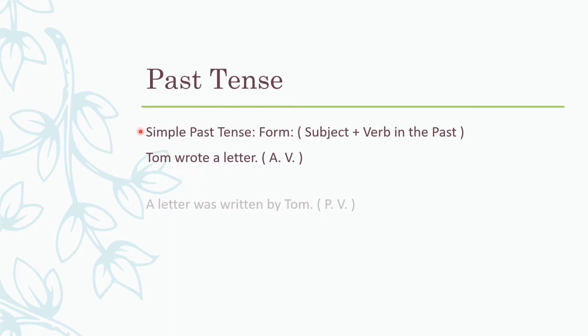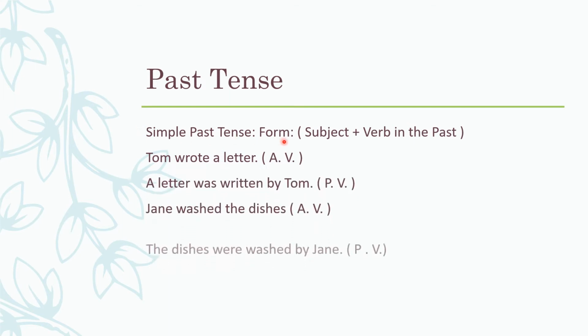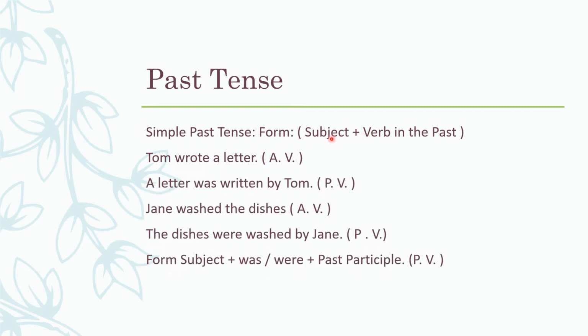Past tense. Simple past tense. The form of the simple past tense is subject and verb in the past. Look at the example. Tom wrote a letter. This is in the active voice. Subject Tom, wrote, verb in the past, and this is the object.